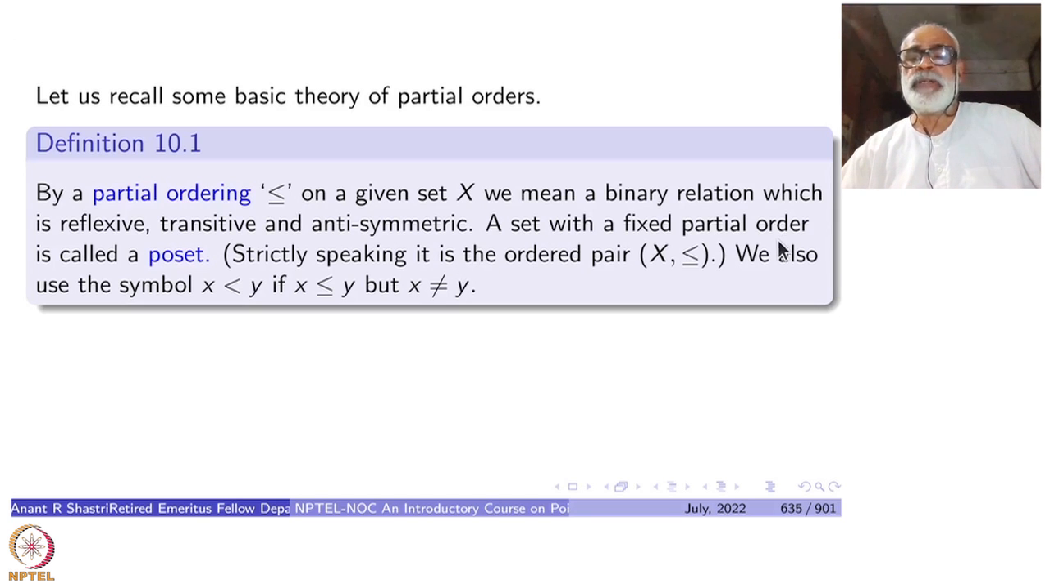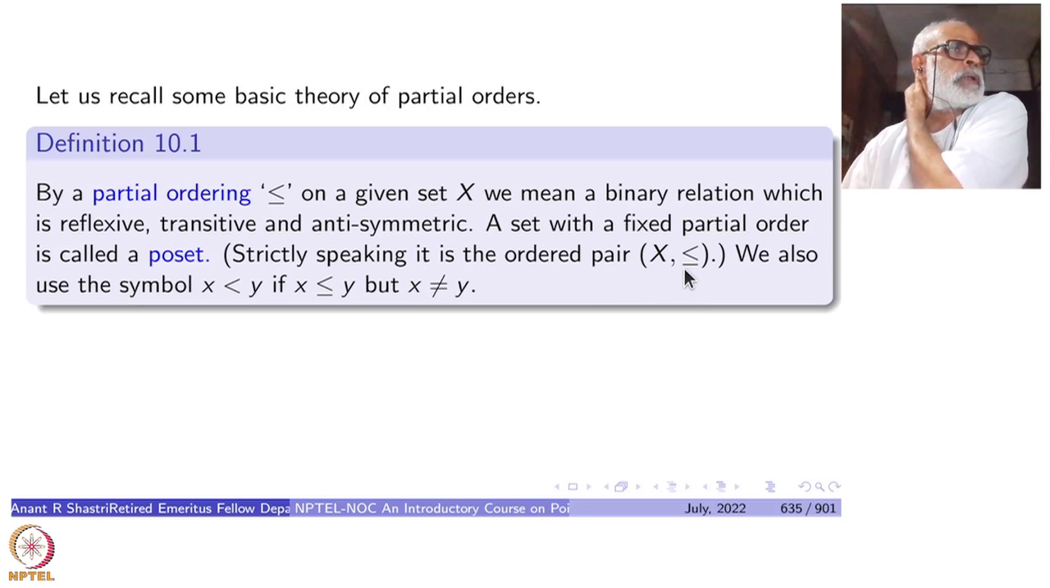A set with a fixed partial order is called a poset. Partial order has been shortened to poset. Strictly speaking, it is the ordered pair X comma less than or equal to. But as usual, like topology, metric space, let X be a metric space, let X be a topology, similarly you will say let X be a partially ordered set, let X be a poset. But then you immediately will mention what is the partial order there whenever we are dealing with it.